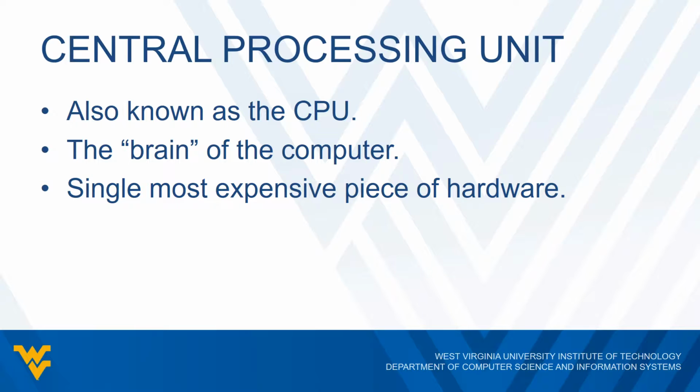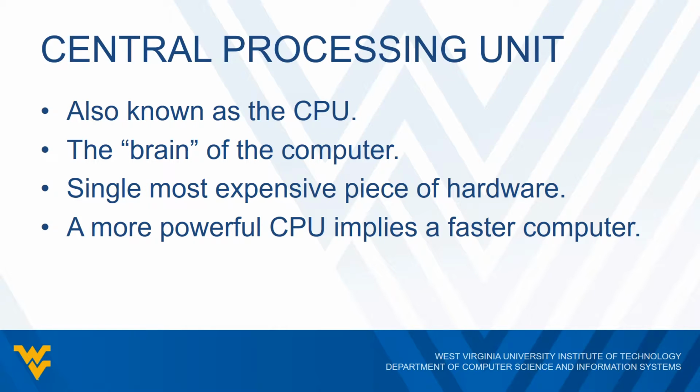CPUs are still very, very expensive, not just in terms of price, but in terms of the value of the system. Well, without a CPU, your computer can't do anything. It's not going to work. So it's a very critical component of the system. Now, if we have more powerful CPUs, it means our computer is faster. So it can actually do more computations. It can do them more quickly.